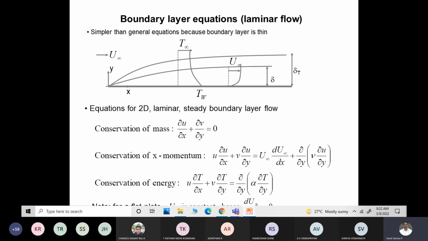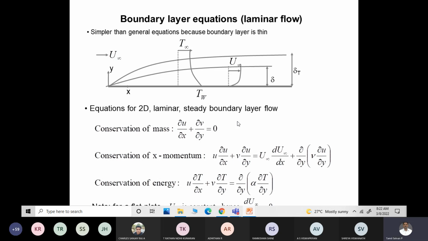And similarly, when we talk about the solution, especially how to get the thermodynamic boundary layer thickness, velocity boundary layer thickness, etc. As I mentioned in the last class, we have to study conservation of mass, conservation of momentum, conservation of energy. So all these three equations were involved. In fact, 8 equations were used. So the equations for two-dimensional laminar steady flow boundary layer concept are as follows.